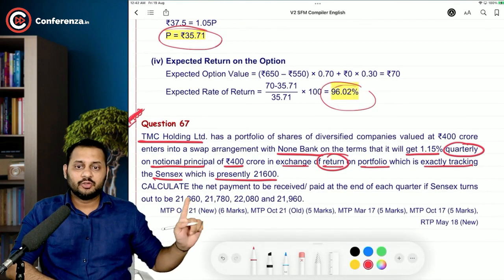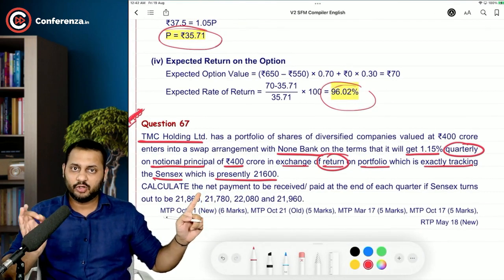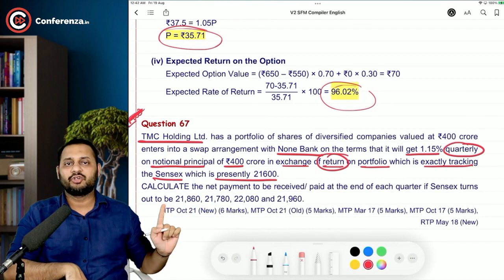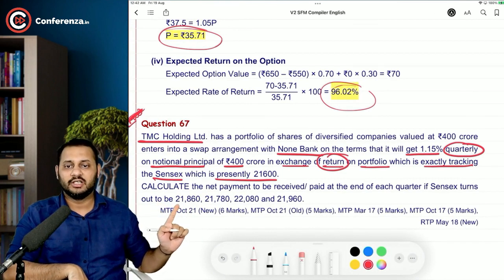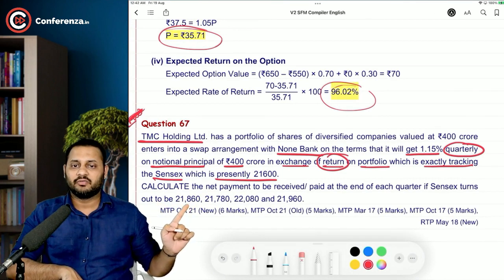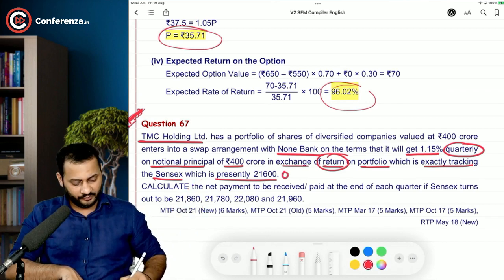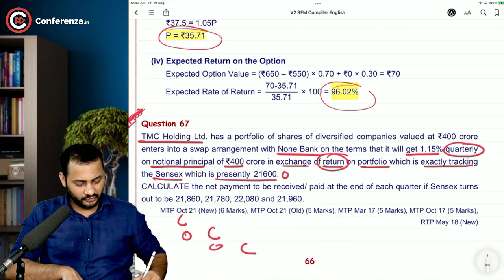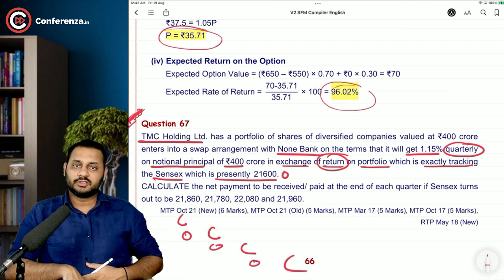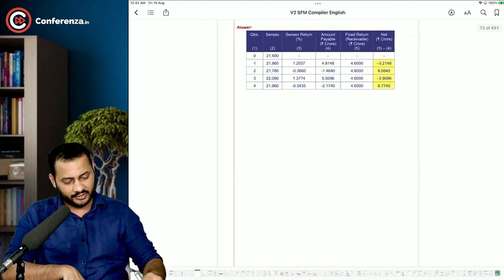Okay. Calculate the net payment to be received or paid at the end of each quarter if the Sensex turns out to be like this: 21, 21, 22, 21. So at present it is this. This becomes the opening. This is closing. Then this becomes the opening, closing. Then this becomes the opening, closing, opening, closing. This is how you have to do the calculation. I am doing it here.